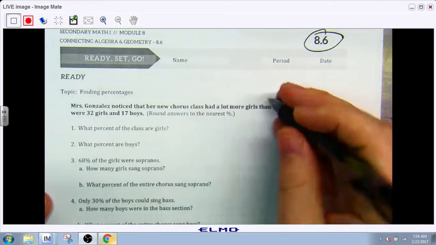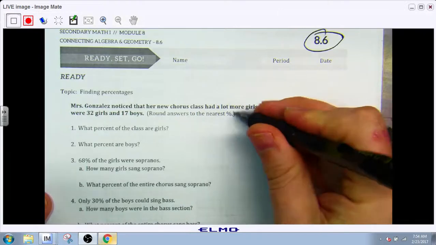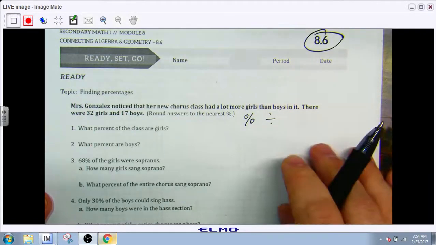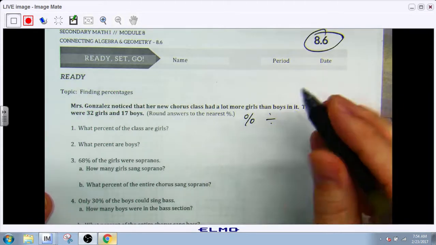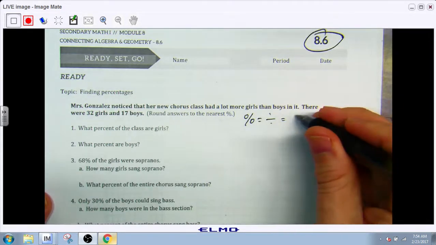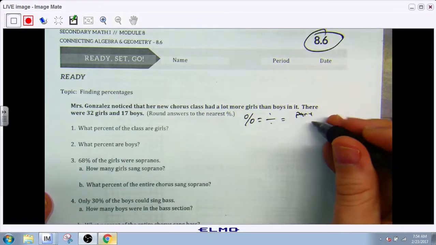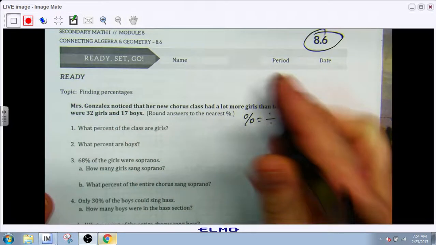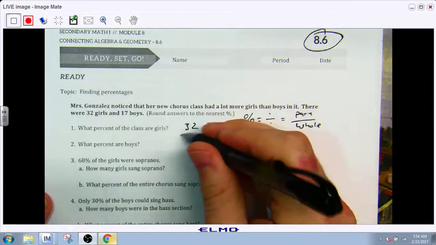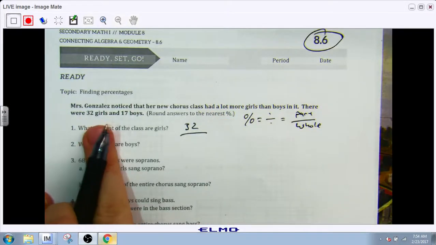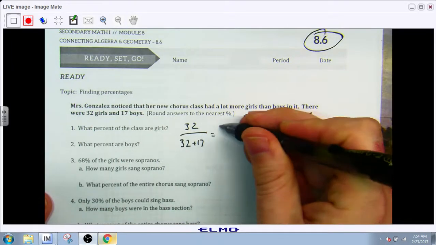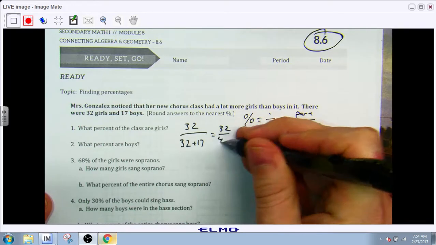And anytime we're looking for percentage, look at that sign. It's kind of like a division sign, right? When we write percent, it's kind of like a division sign, which means it's also kind of like a fraction. And so the fraction that we're looking for is the part that we're wondering about over the whole. So when it says what percent of the class are girls, we're looking for the part that is girls. So the part is 32. And we're looking for the whole. Well, the whole will be girls plus boys. So that's going to be 32 plus 17, or 32 over 49.